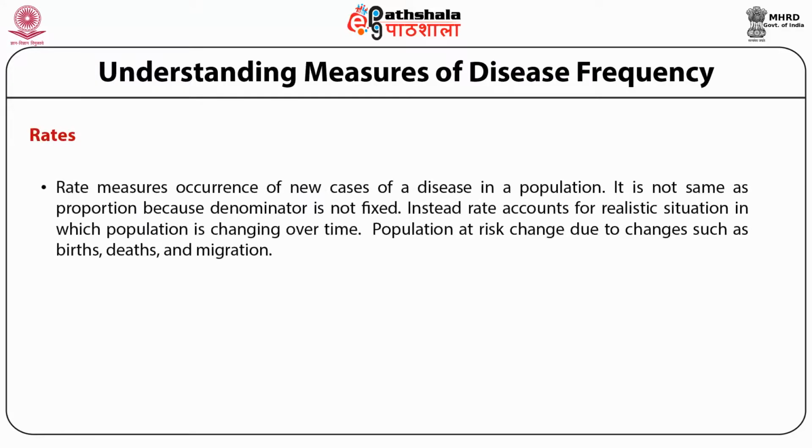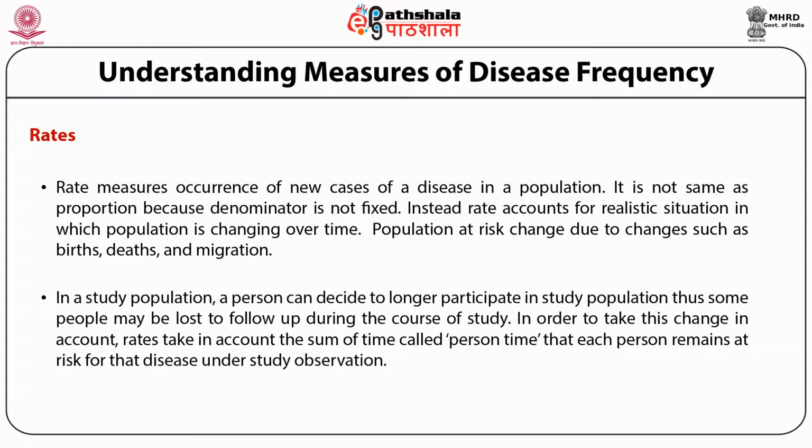Rates. A rate measures the occurrence of new cases of a disease in a population. It is not the same as a proportion because the denominator is not fixed. Instead, a rate accounts for the realistic situation in which the population is changing over time. The population at risk changes due to births, deaths, and migration.